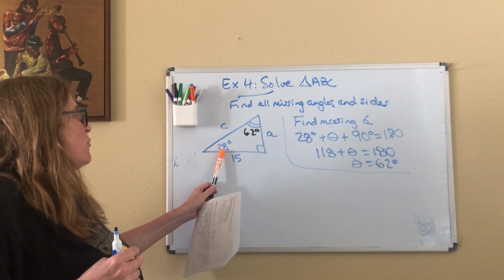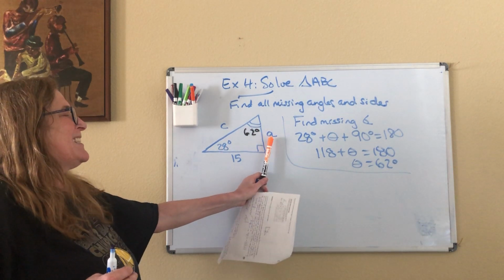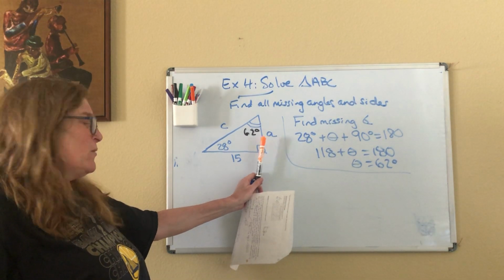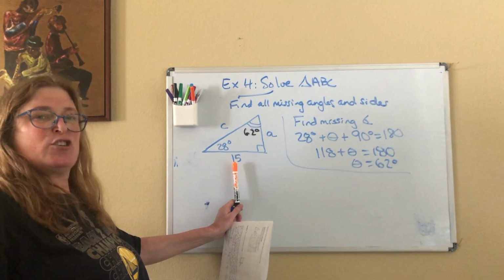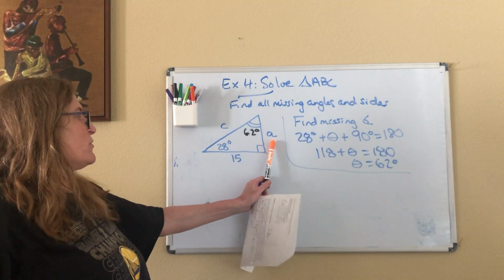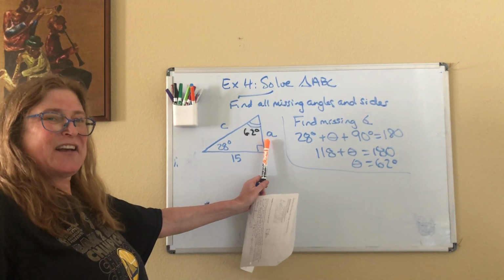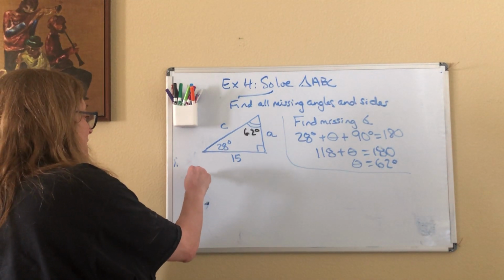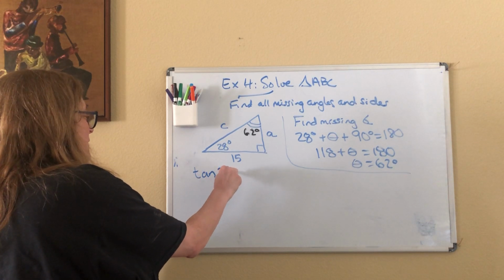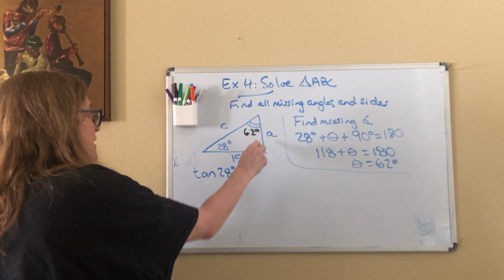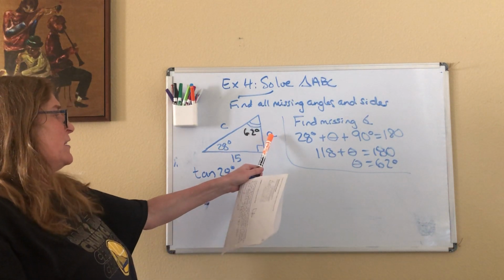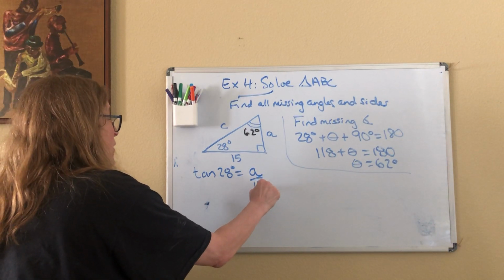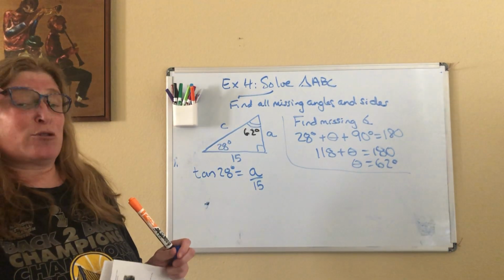So if I'm looking at this 28 degree angle and I'm interested in finding side A, let's think about which trig function we should use. Well, they gave us this 15, which is adjacent to the 28. And what we're interested in finding is the opposite side. So opposite and adjacent. The trig function we want to use is tangent. So if I'm using a 28 degree angle and I do tangent, it's opposite over adjacent. Now notice, guys, 28 degrees is not one of our special right triangles.